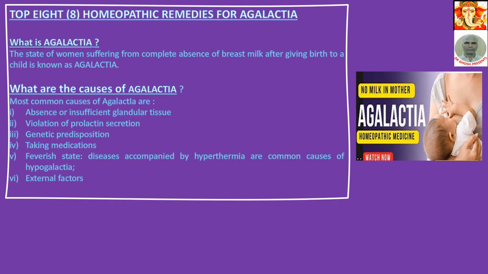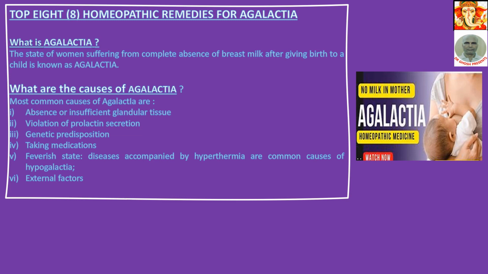Top 8 homeopathic remedies for Agalactia. Mind, the pronunciation is not Agalactia but Agalactia. Actual pronunciation is Agalactia. What is Agalactia? The state of women suffering from complete absence of breast milk after giving birth to a child is known as Agalactia. Mind this, that this is a very extreme situation for a lady, and if it can be attended properly, the lady will bless the doctor.